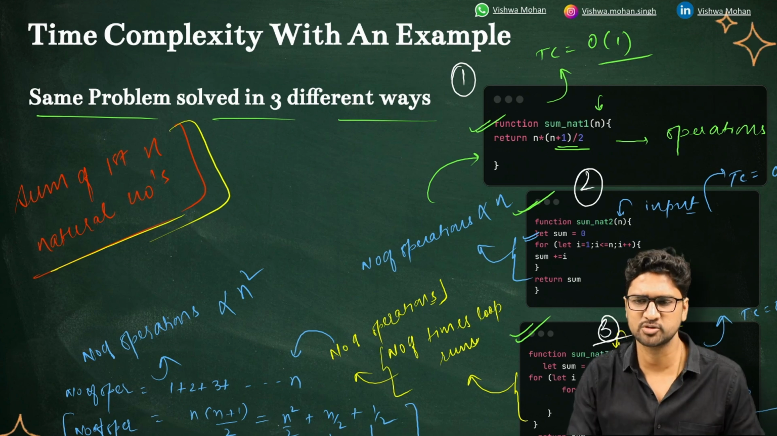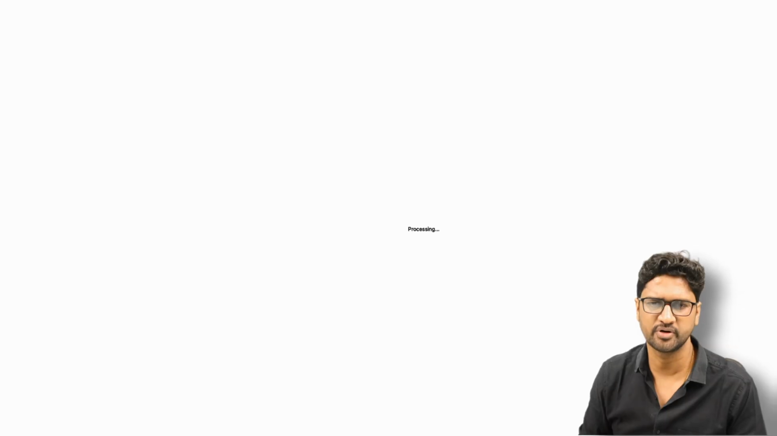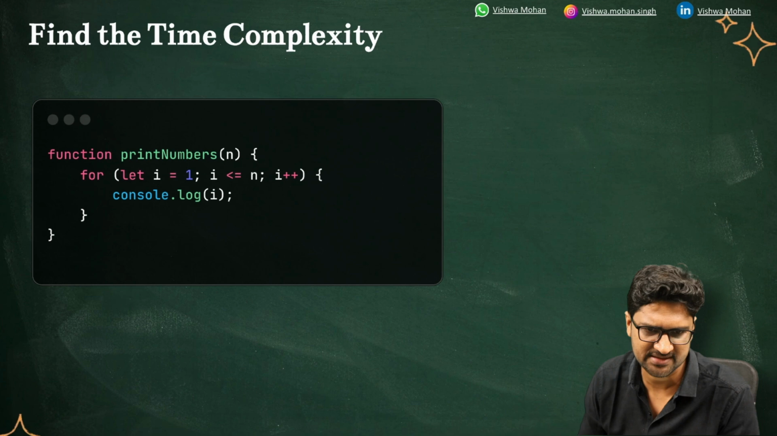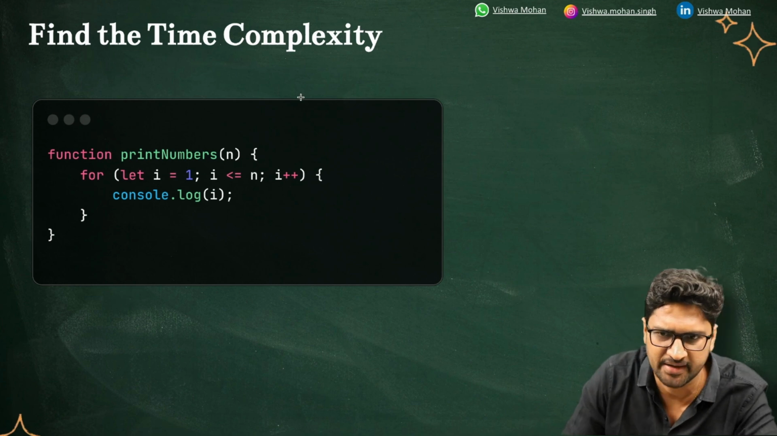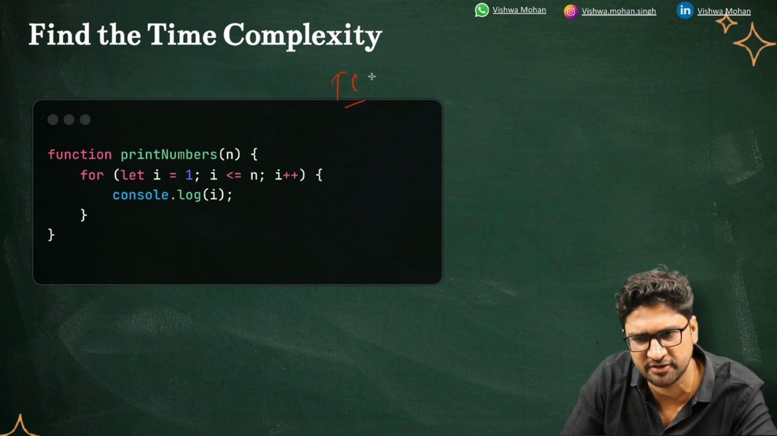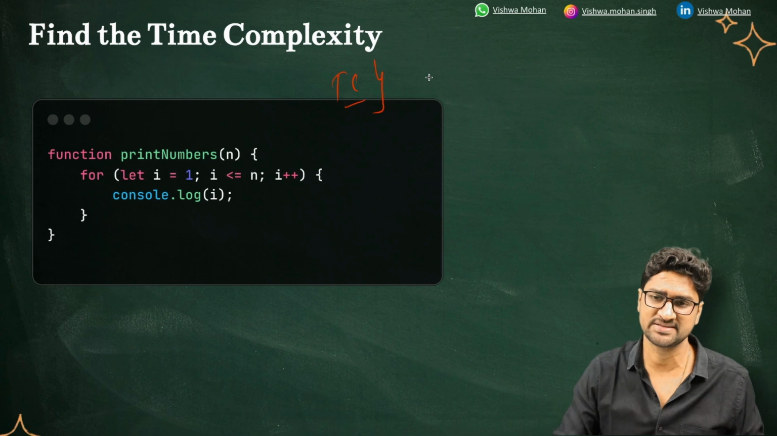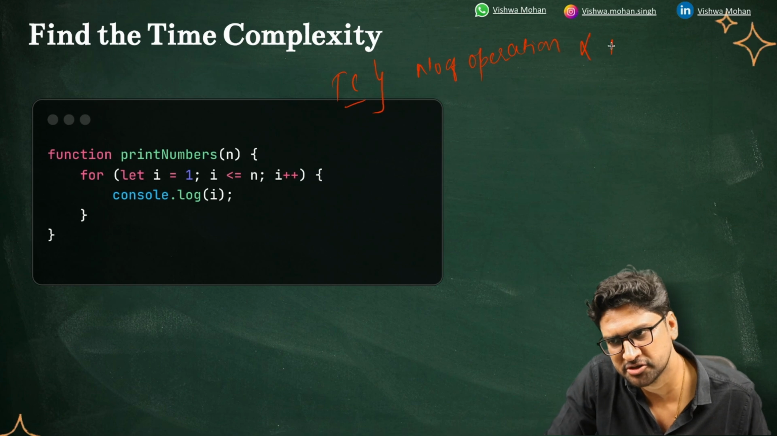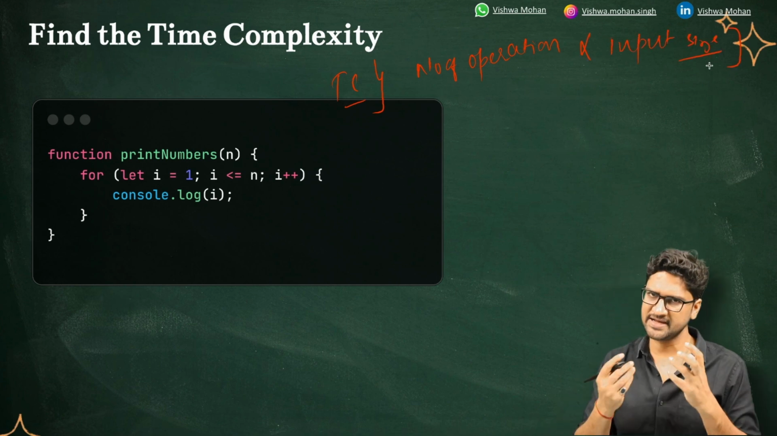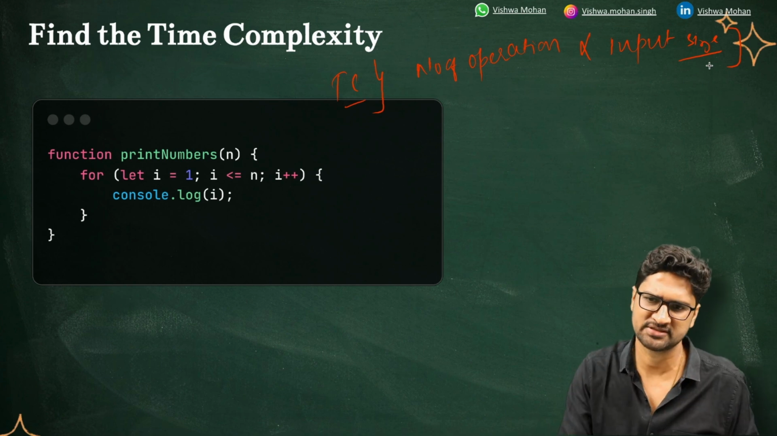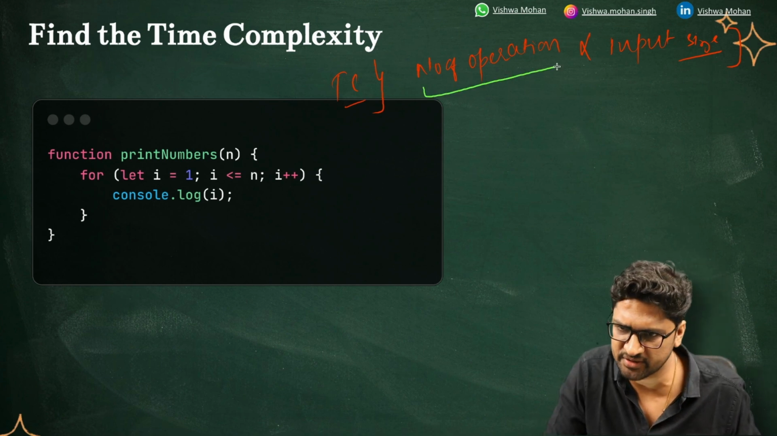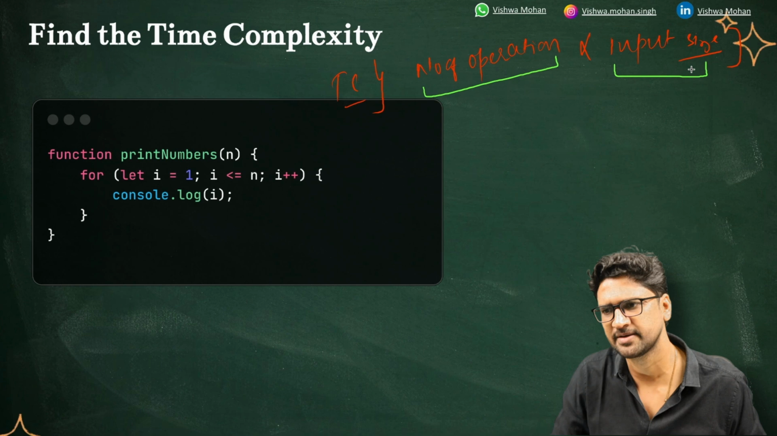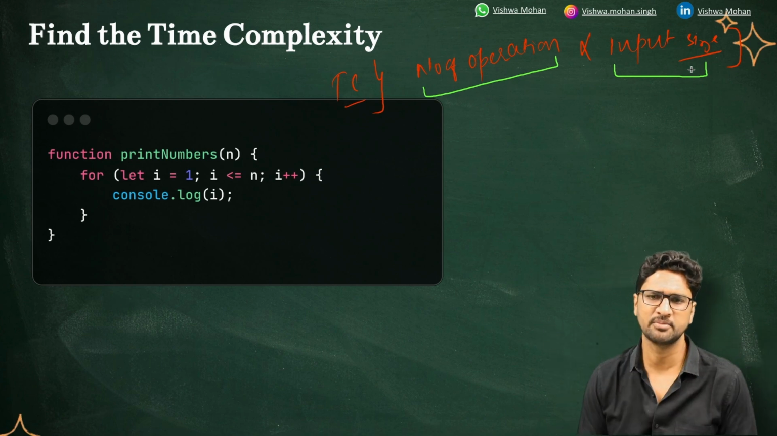Now since we have understood, let's try to solve a few more problems and understand how we go and find the time complexity. Let's take a very simple example here. Again, before I do that, let's quickly revise the definition of time complexity. Time complexity is how the number of operations is proportional to the input size. Every problem we have at hand, we always have to identify two things: what is the number of operations and what is the input size, and if we find the proportionality, I'll be able to solve it.